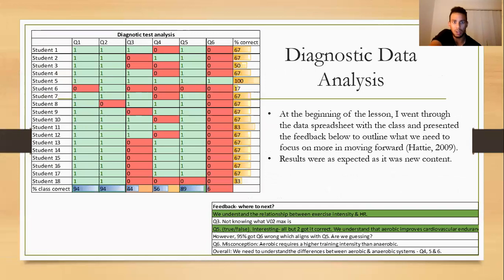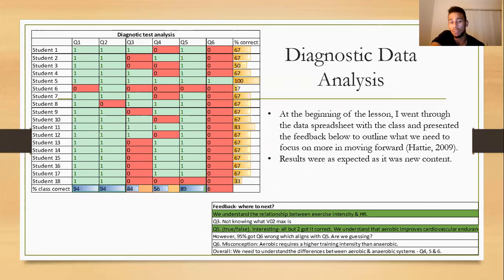So this is what the data told us, and I actually went through this with the class at the beginning of the next lesson, and also presented the feedback in that table at the bottom of the slide there on Excel. This was actually really interesting personally, just to see what the results showed and the relationships that were found. Questions 1 and 2 basically showed that the students understood the relationship between exercise intensity and heart rate. Now these are straightforward.